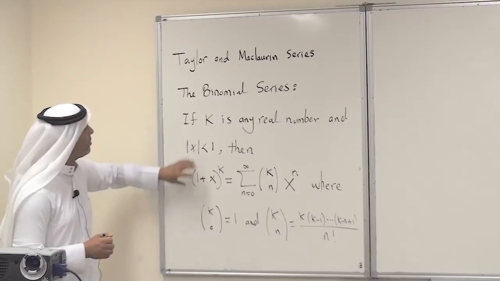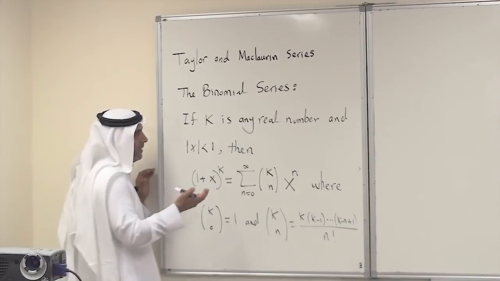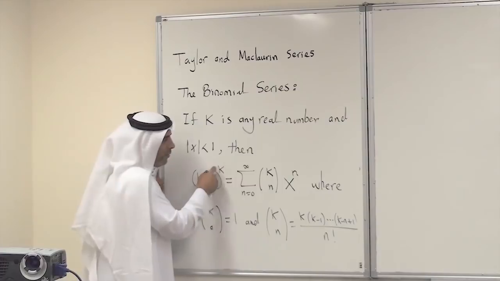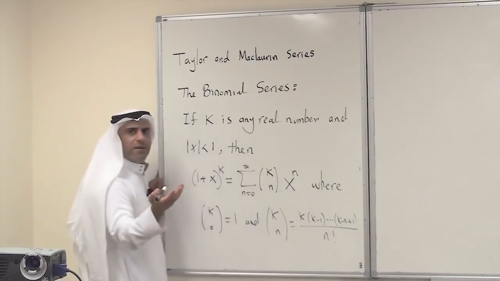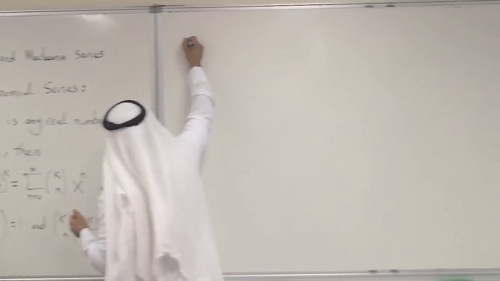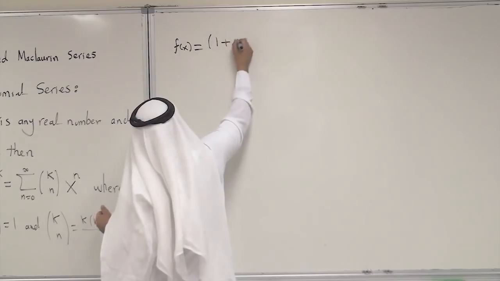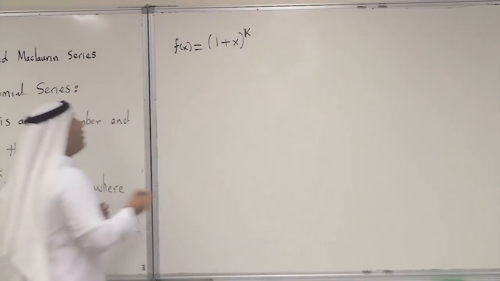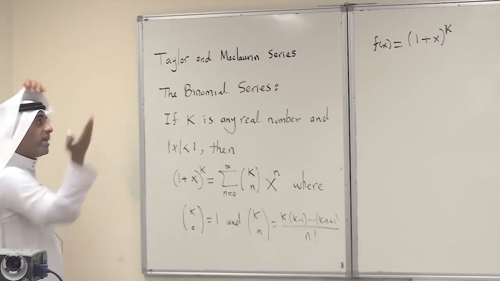Let us see how to obtain this result. If you look carefully at the theorem, the left hand side is 1 plus x to the power k. The right hand side is its Maclaurin series representation. So what we need to do as the proof is find the Maclaurin series of the function given by 1 plus x to the power k. That's exactly what we are looking for, the power series representation, or the Maclaurin series representation, of that function.